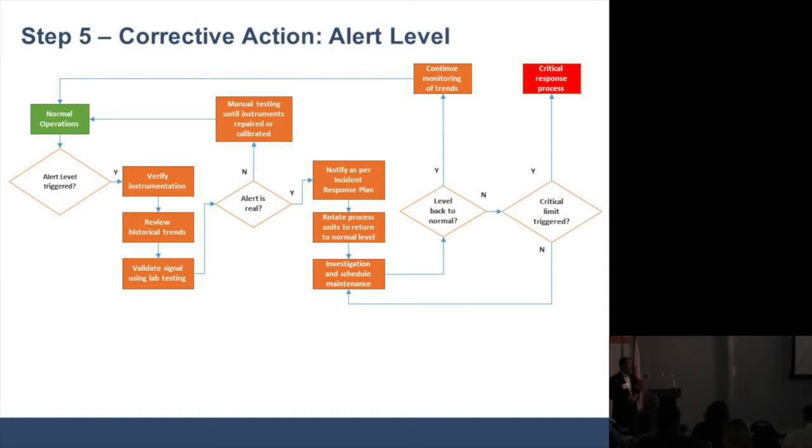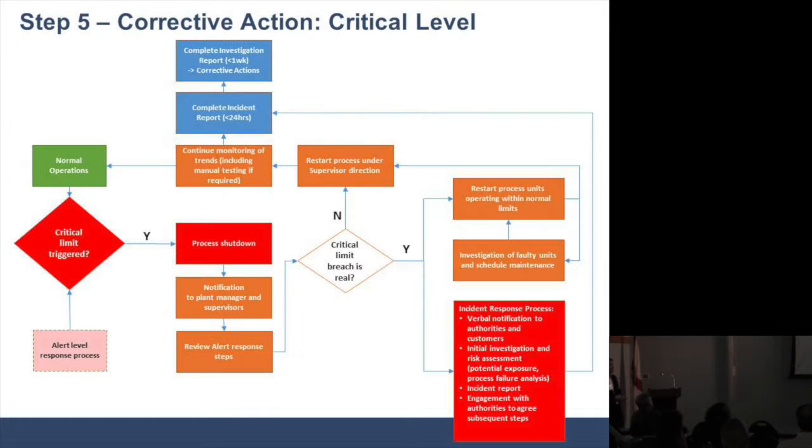Once you have that, then we have to deal with response procedures. So you've got normal operations, some sort of alerts triggered. Now you start to verify your instrumentation, review the trends, validate, and then what do you do if that alert is real? So in this report, we've actually gone through for every possible DPR process and identified a specific chain of corrective actions for an alert level, and then also for critical problems. So this is where the shutdown occurs.